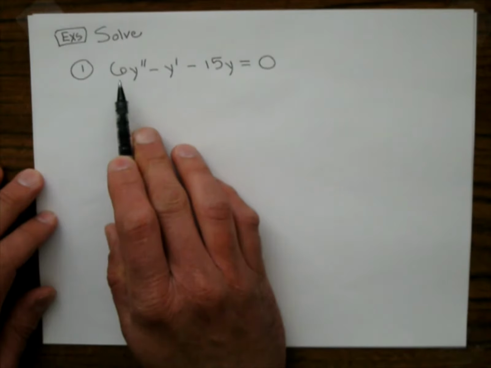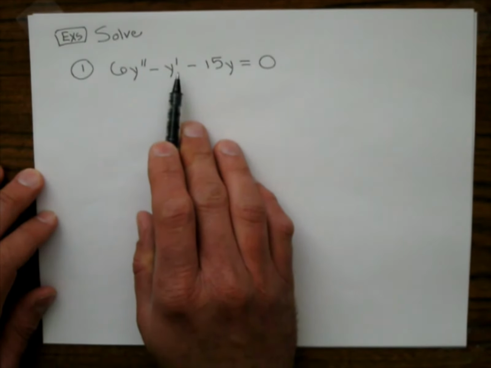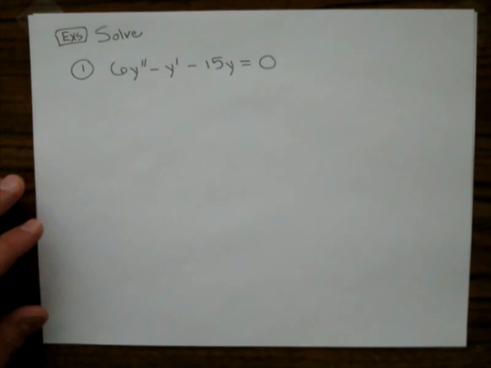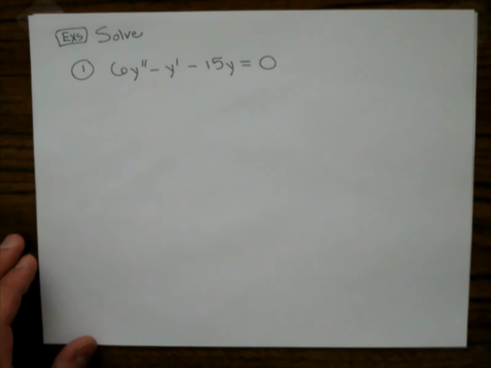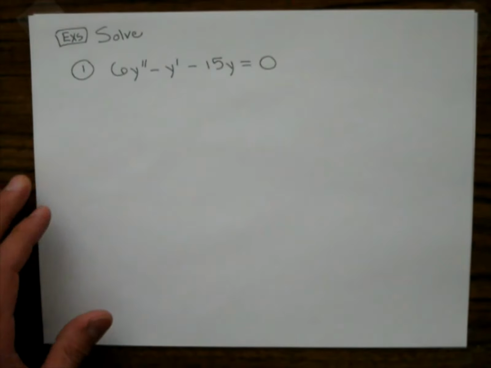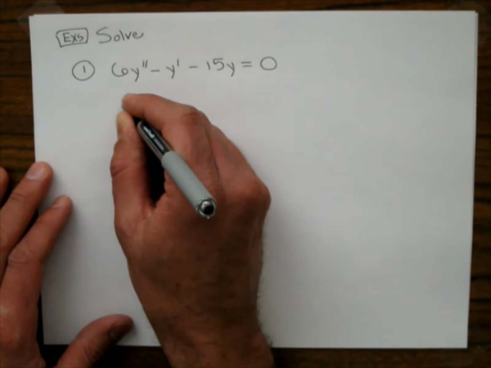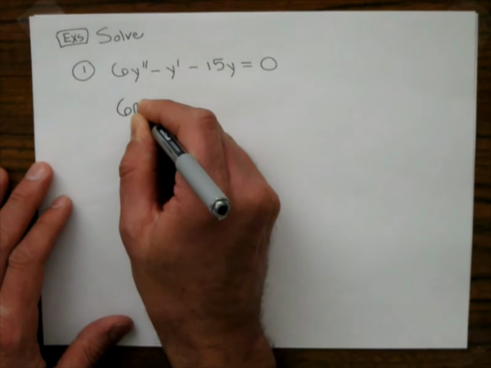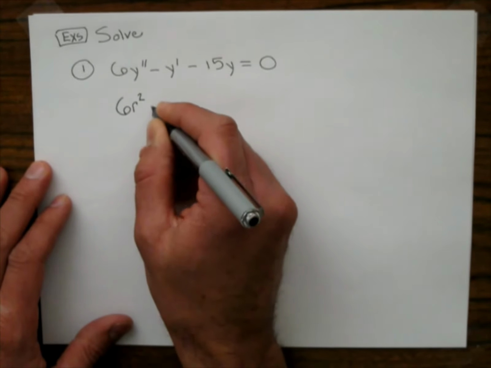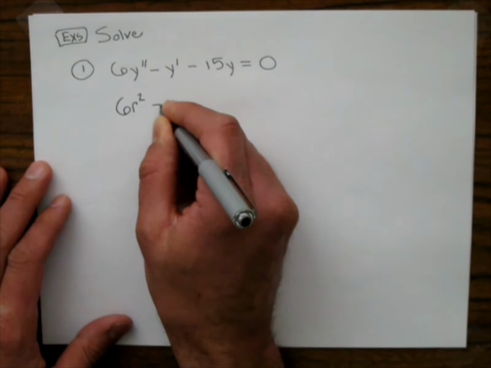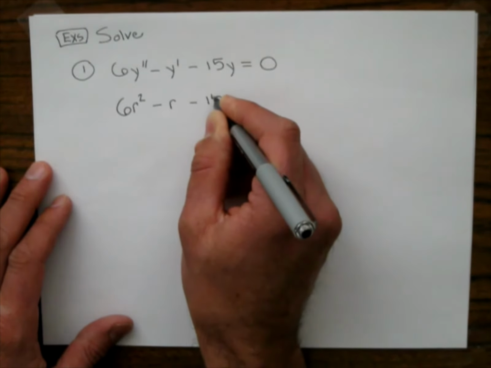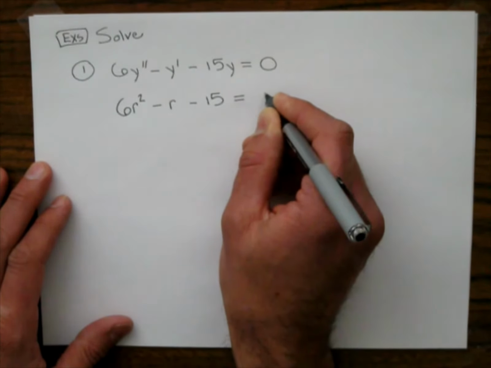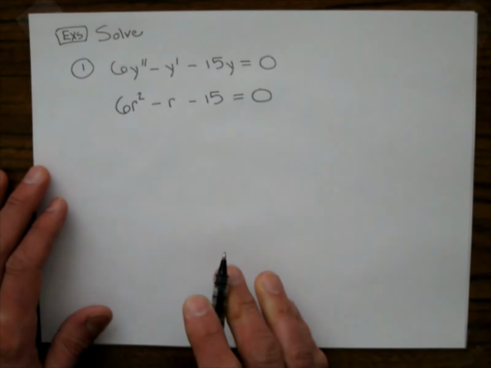So our first differential equation that we're going to solve looks like this. Solve 6y double prime minus y prime minus 15y equals 0. Now, if you look back at the 8.1 lecture, we realized that we can write something called the auxiliary polynomial, which looks like this: 6r squared minus r minus 15 equals 0.